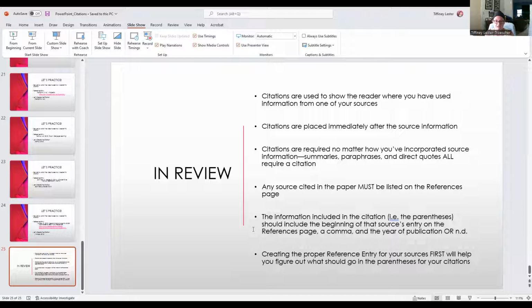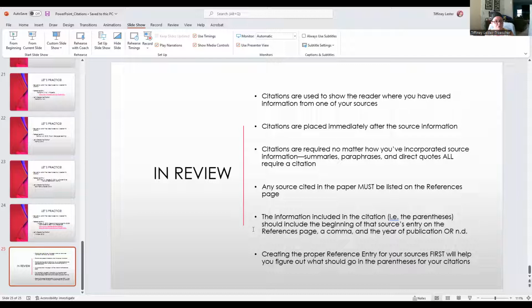Whatever that entry begins with, then a comma, then the date of publication. That's it. And you do that immediately after you have used information from that source, not at the end of the paragraph, not somewhere else in the paragraph. As soon as you finish typing out the information that you took from that source, boom, citation. Whether it's been summarized, paraphrased, or a direct quote, it comes right after that source material. Remember that you know this based on our plagiarism lesson.